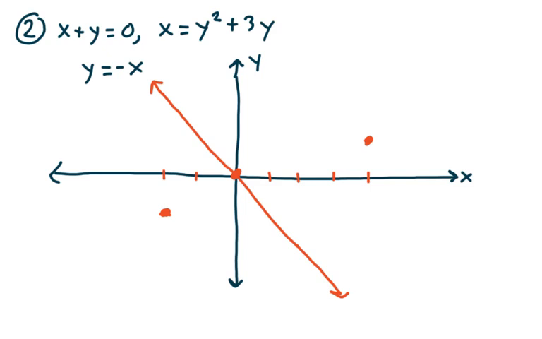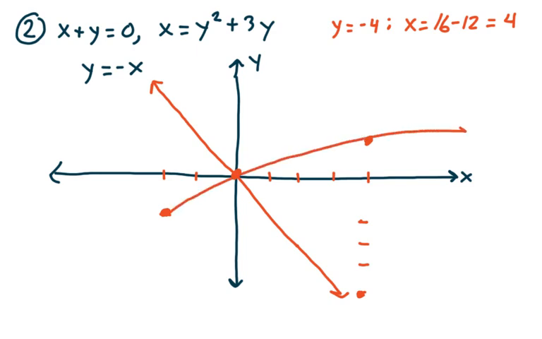And when y is negative 4, so I'll explain how I know that shortly. When y is negative 4, so let me write that down. When y is negative 4, x is going to be 16 minus 12, which is 4. So notice how I got x is 4 again. But I'm going to go down 4. 1, 2, 3, 4. And so it's a really interesting, it's a parabola that's going this way.